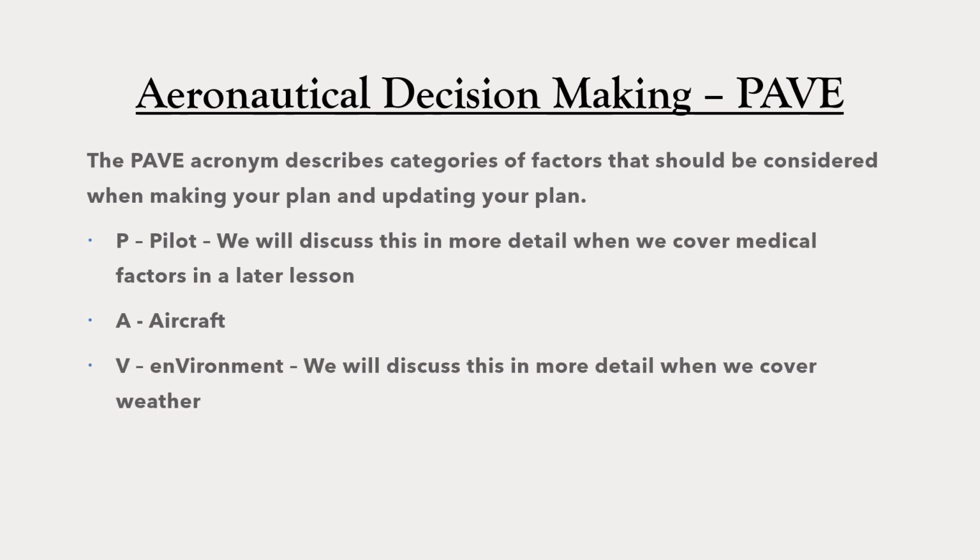V stands for environment. Didn't want to use the E here because it would have made a funny acronym, so they used the V. When we talk about weather, we'll talk more about environment and how that should affect your decision making. And the E stands for external pressures. So in the next couple slides, we'll talk about aircraft factors and external pressure factors and how they should influence your decision making.